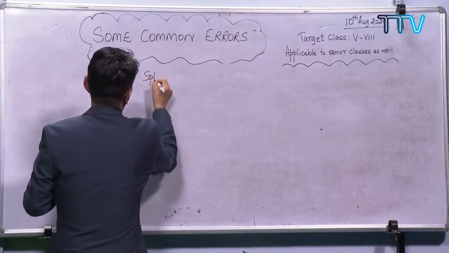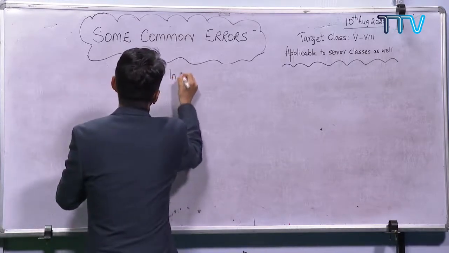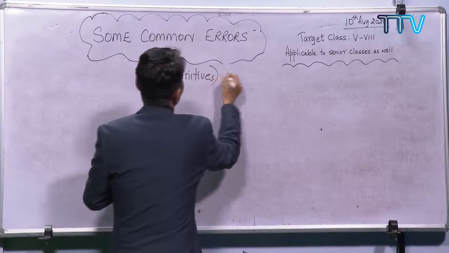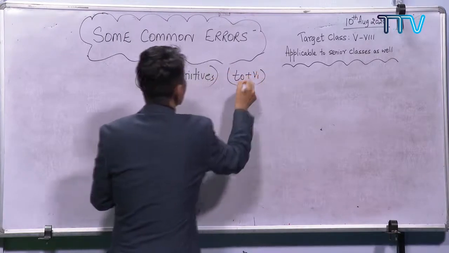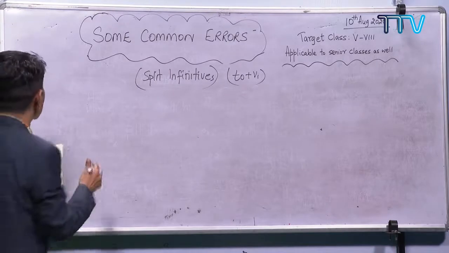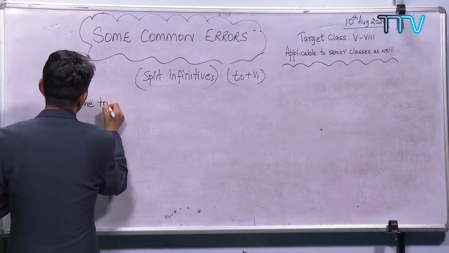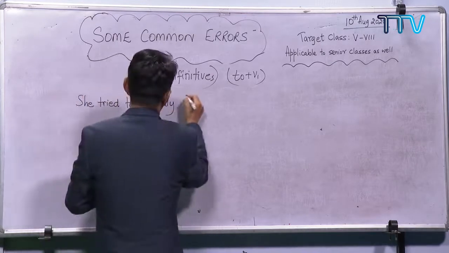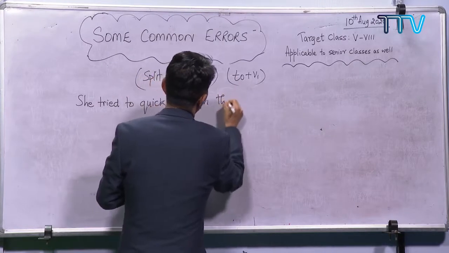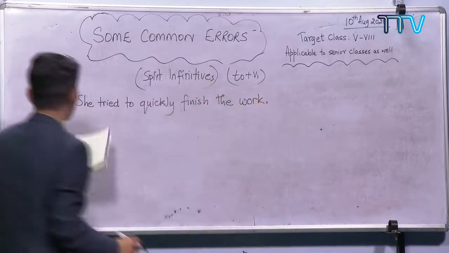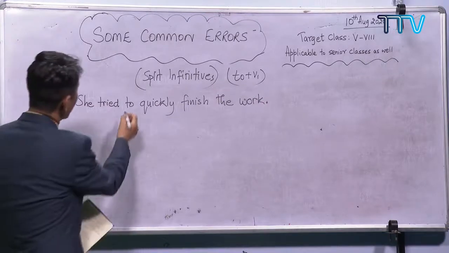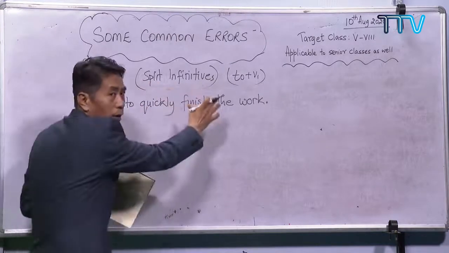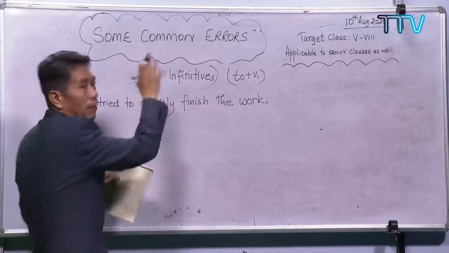Now there is one more mistake called split infinitives. Infinitive means we write to plus verb one, to eat, to play. Now we make one mistake regarding this thing. For example, she tried to quickly finish the work. If you look at this, we also make this kind of mistake. We split the infinitive. Actually, we should not split the infinitive. We can either add a word before this or after this, but we should not split.